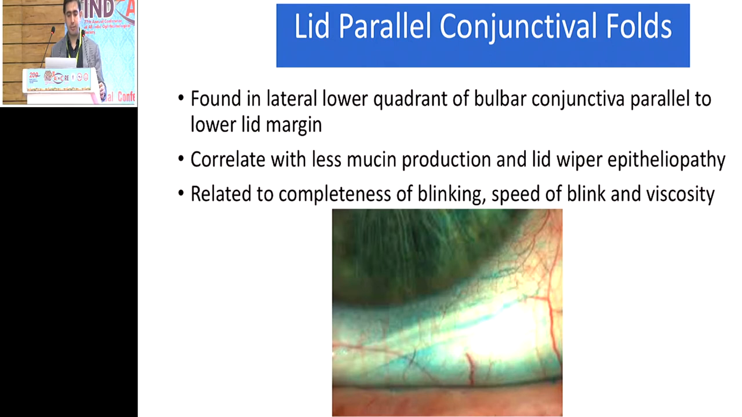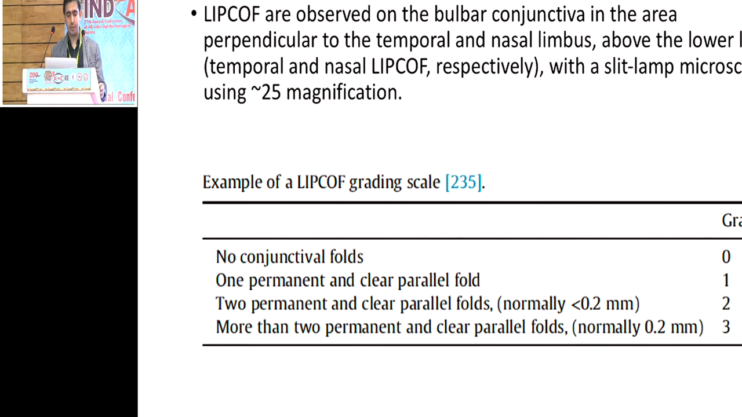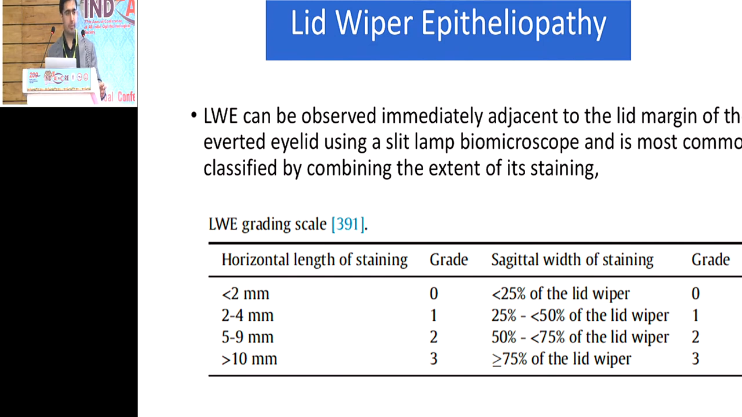Now, lid parallel conjunctival folds is something that is important to look at. These are found in the lateral lower quadrant of the bulbar conjunctiva, parallel to the lower lid margin. This basically correlates with conjunctivochalasis. It correlates with less mucin production and with lid wiper epitheliopathy. It's related to the completeness of blinking, speed of blink, and viscosity. This is the grading system as per the TFOS classification. Zero is no conjunctival folds. Grade 1 is one permanent and clear parallel fold, two permanent and clear parallel folds is grade 2, and more than 2 is grade 3.